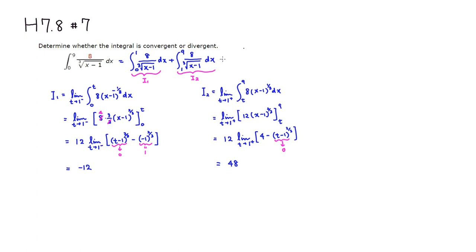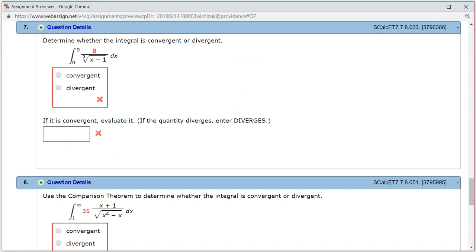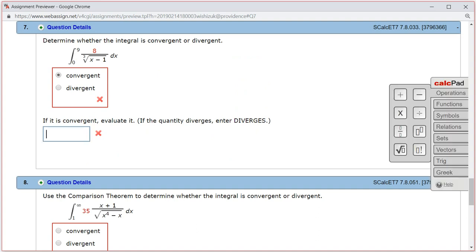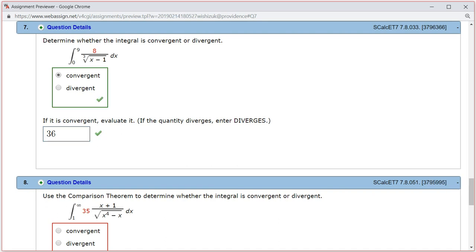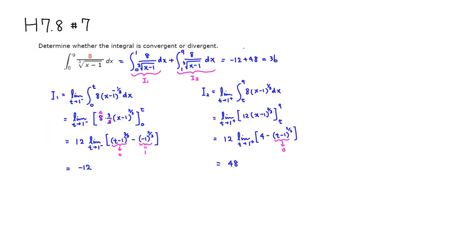If you combine that, negative 12 plus 48 is equal to 36. So the answer is 36. It's going to be convergent, and 36 is the value. Let's check the answer. I came back and it looks like we got this one correctly. That's it. I hope that this was clear.